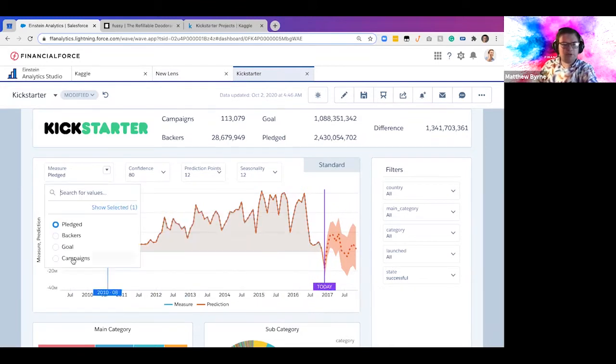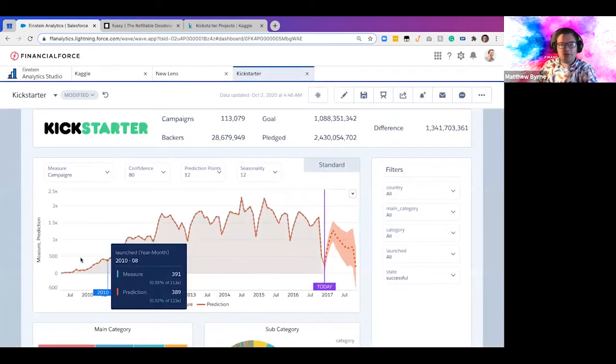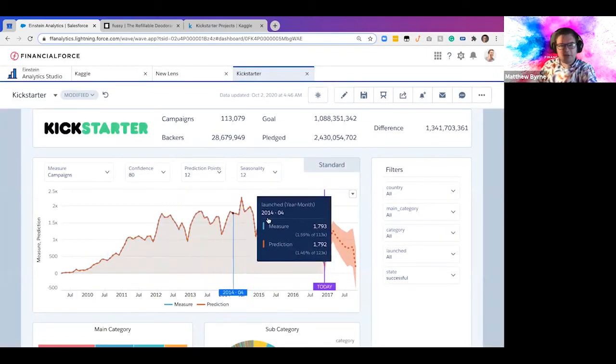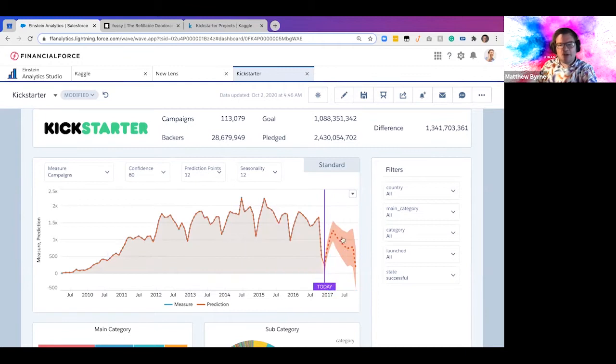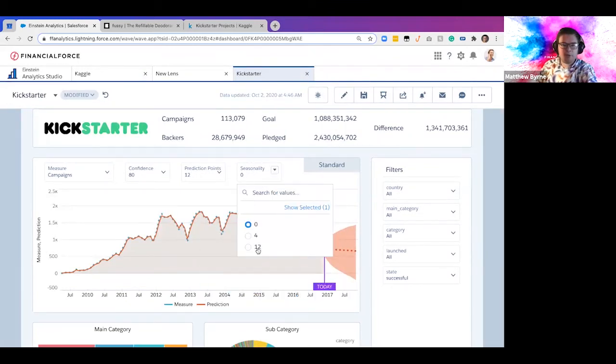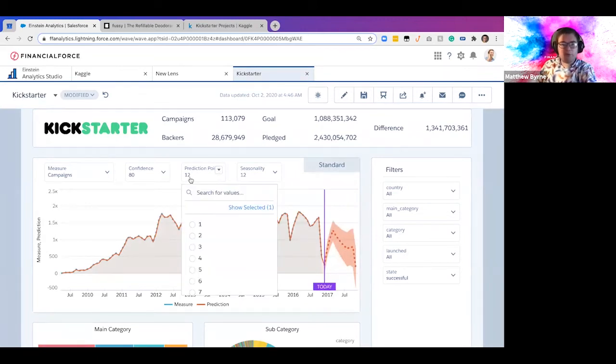So if we go to something instead like campaigns, and we have a look at the campaigns, we can see this is how many campaigns have been launched, and we can see it's following that same pattern because we're applying the seasonality. If we did not apply the seasonality, it's going to just produce a straight line for us. Okay, I can choose the number of prediction points.